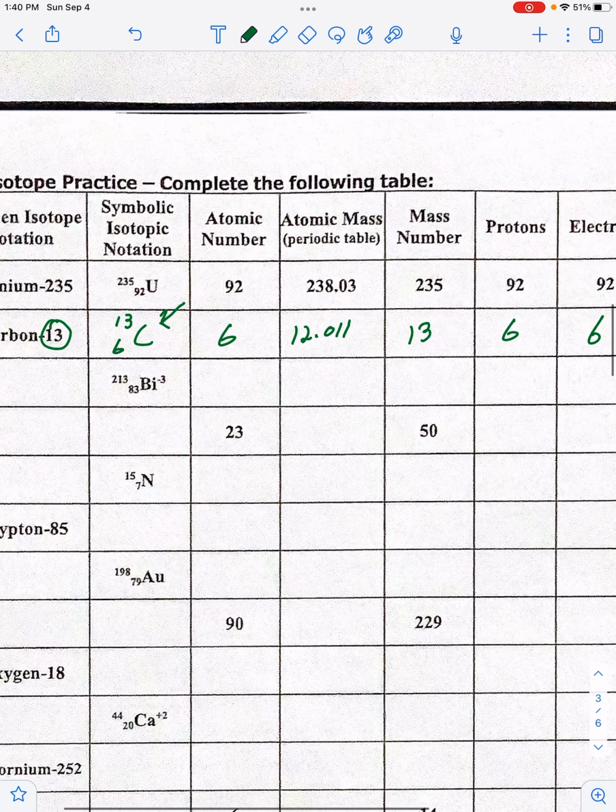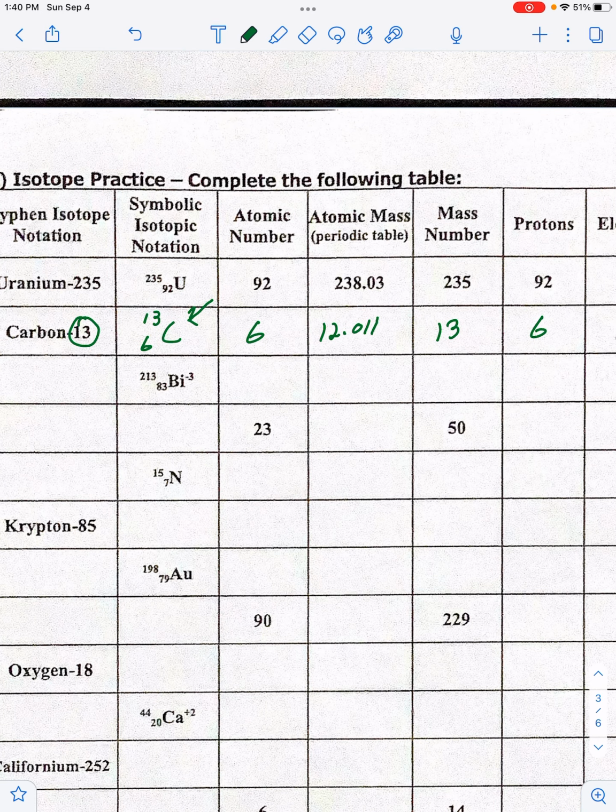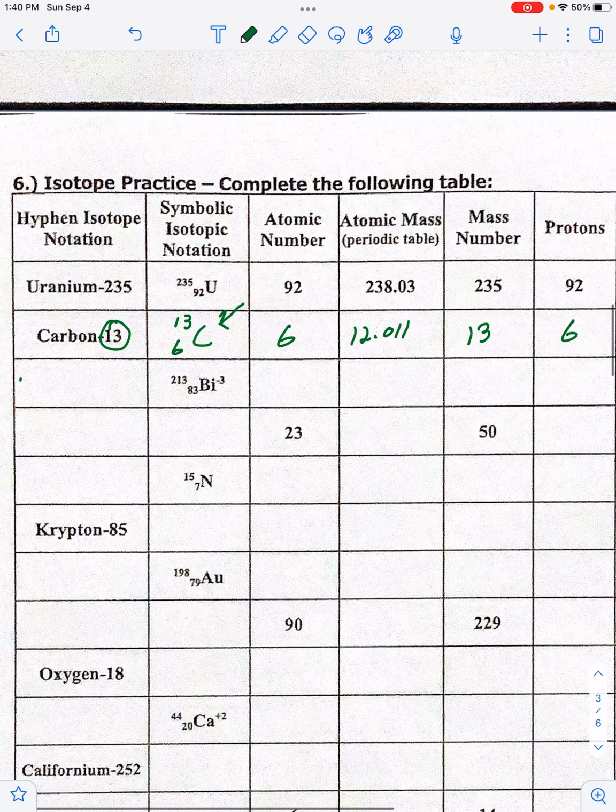Moving on to the next one, I have 213/83 Bi -3. If you look up Bi on the periodic table, that is bismuth, so I'm going to write out bismuth. I'm going to put bismuth-213. So I took that mass number and brought it over here. Do not take the atomic number, take the mass number. My atomic number will be that bottom number, 83. My average atomic mass for bismuth, if you look on the periodic table, is 208.980.